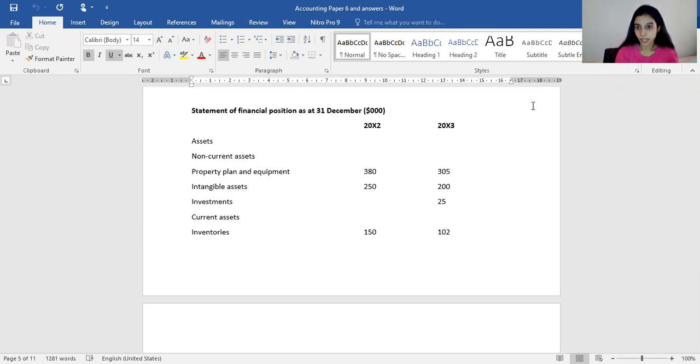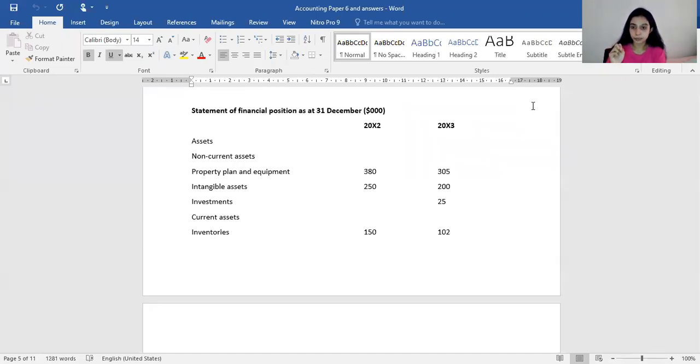So on the right hand side you're given the figures relating to 2001. On the left hand side you're given the figures relating to 2002. So I was talking about the investments. In 2001 you have a 25 balance under investments, but when it comes to 2002 that balance is not there, which means a disposal.